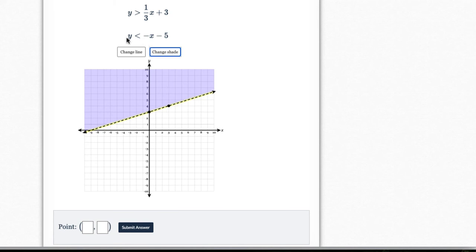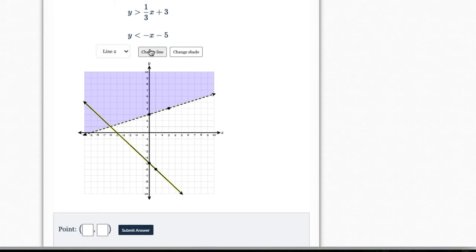So the second line, we've got y is less than negative x minus 5. So the y-intercept here is negative 5. And the slope is negative 1. So remember, that's going to be down 1 and 1 to the right. Is it a solid line or a dotted line? There's no line under the inequality sign, so it does not include the line, so change it to dotted. And it's a less than sign, so we want to shade it below.